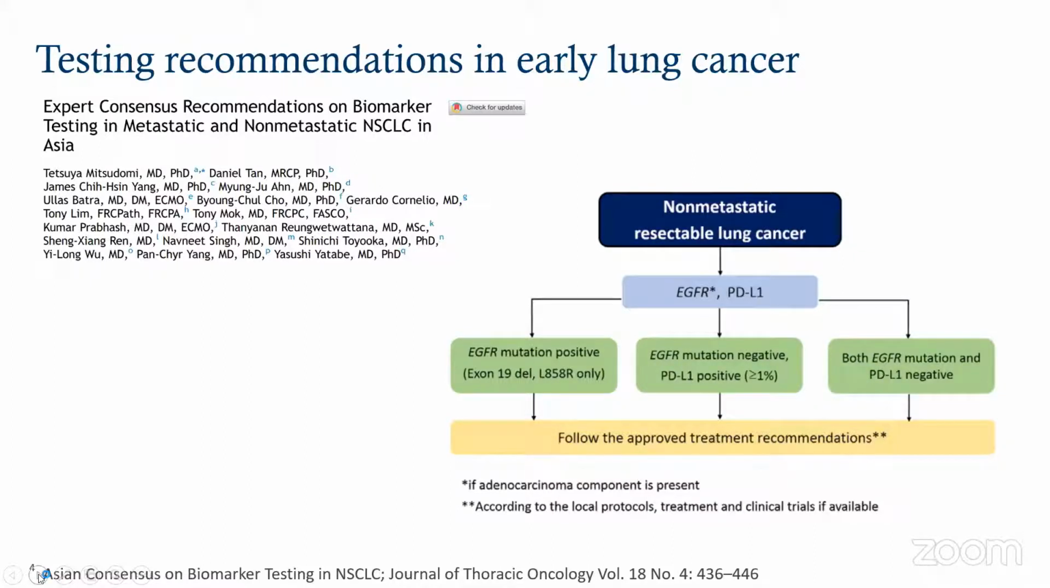Now, coming to testing recommendation for early stage lung cancer. For metastatic, we all know, as discussed in the first talk by Dr. Kanupriya, we all send that NGS panel, comprehensive genomic profiling, and the PDL1. But for the resectable ones, currently the recommendations are only for EGFR testing as well as the PDL1. Next slide.